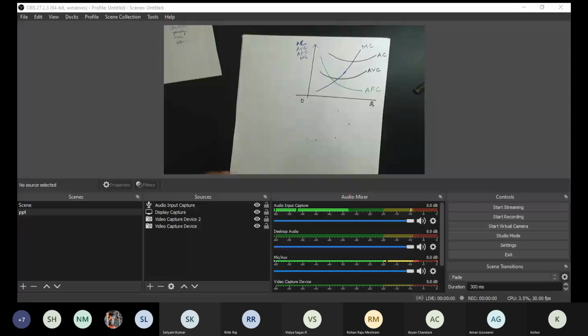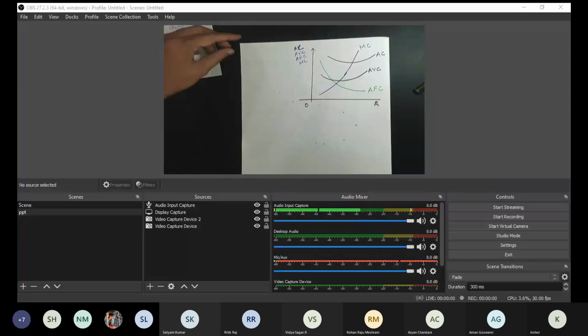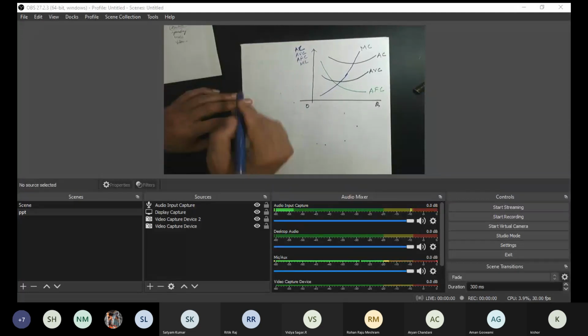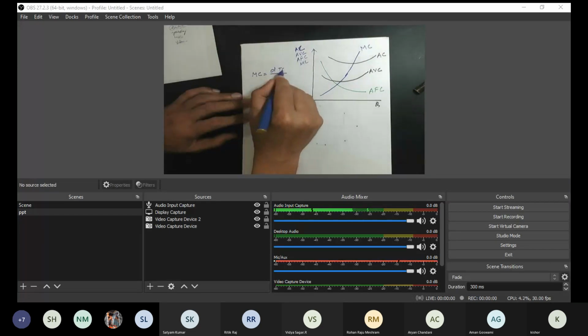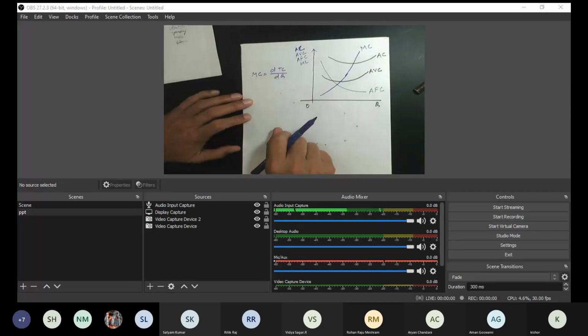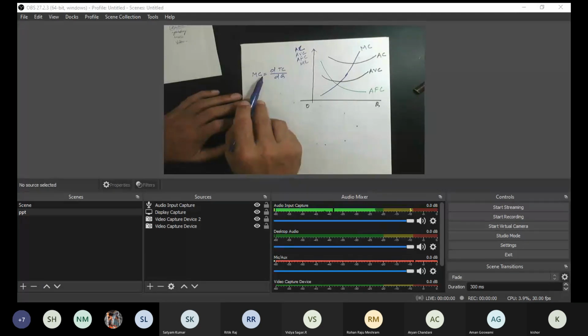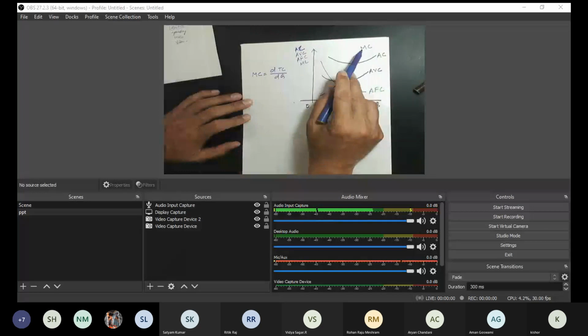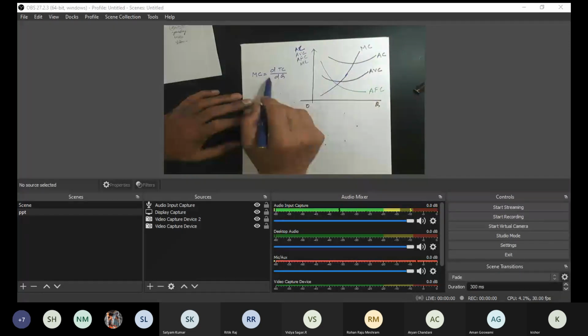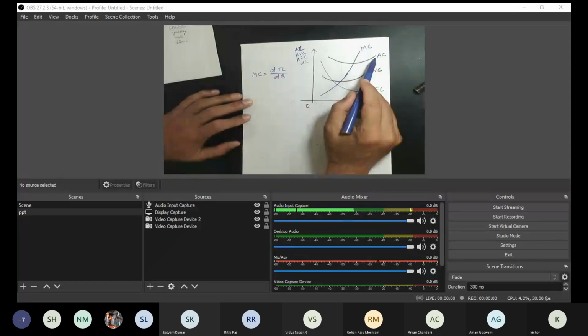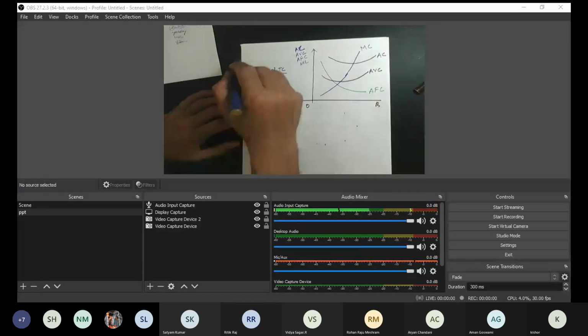How? Just see the relationship between AC and MC. You know what MC is? MC is the first order derivative of TC with respect to Q. You know it already. But our interest is what? The relationship between MC and AC. So this TC, the right hand side portion, we need to convert into AC. That is our objective.